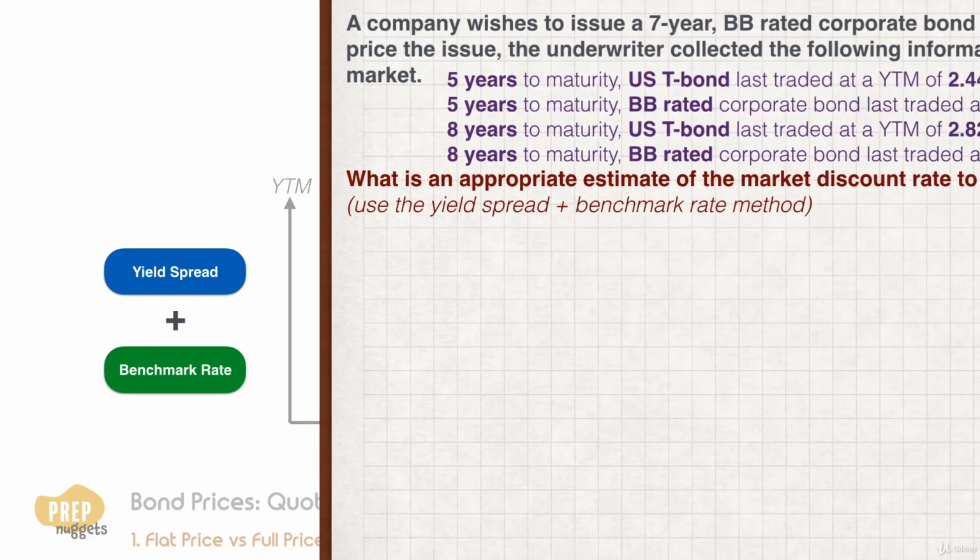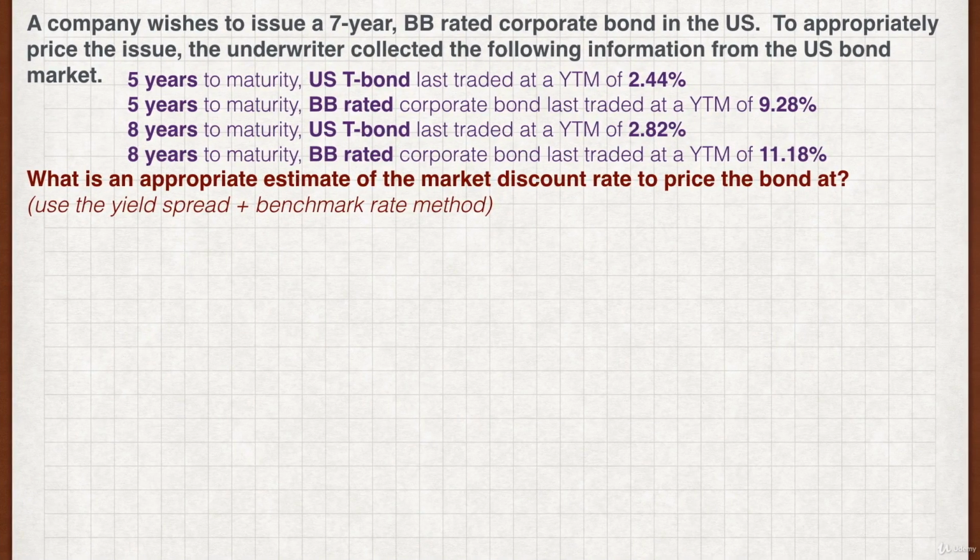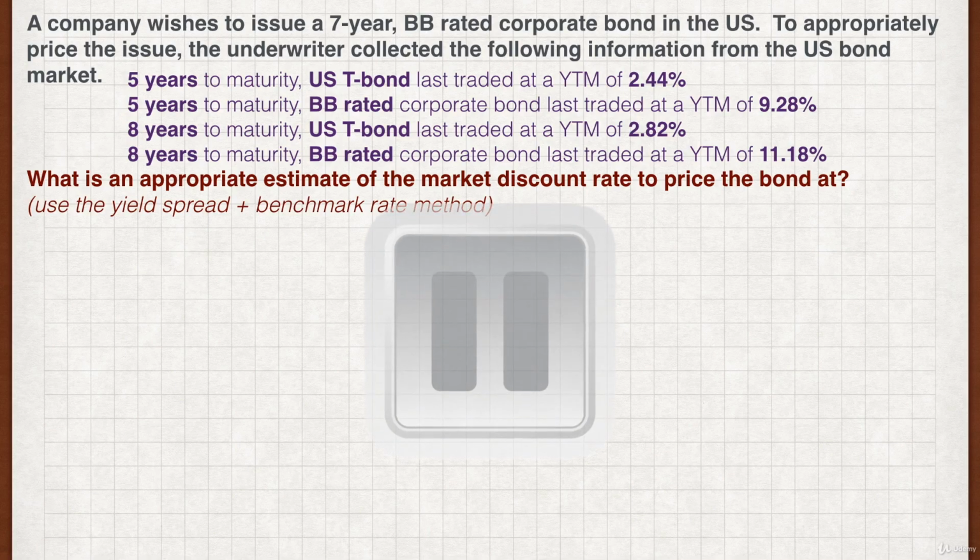Let's apply this concept. A company wishes to issue a 7-year BB-rated corporate bond in the US. To appropriately price the issue, the underwriter collected the following information from the US bond market. What's an appropriate estimate of the market discount rate to price the bond at? Use the yield spread plus benchmark rate method. Pause the video now and work out your answer.